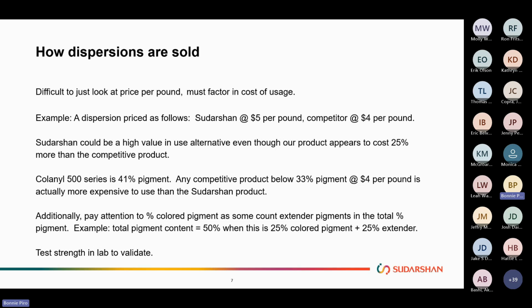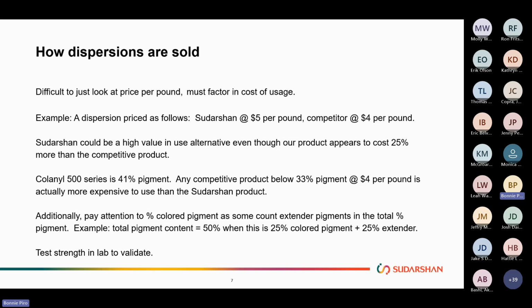For example, in our Colonial 500 series, there's an example where one of the products is 41% colored pigment. So really any competitive product below 33% is actually going to be more expensive to use than the Sudarshan product. That key thing about colored pigment loading is important to understand. The other thing to pay attention to is the total pigment labeling on the TDS, and to understand what exactly that is.